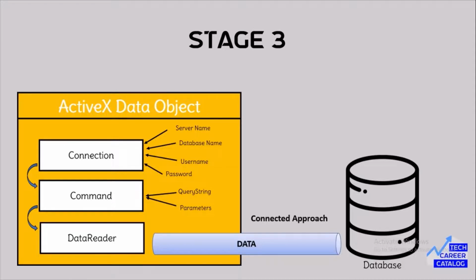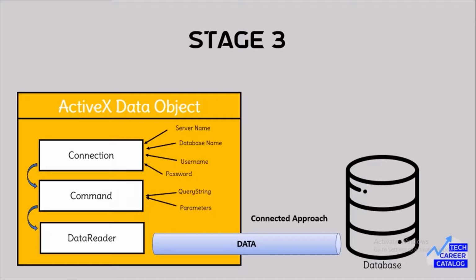So once again, revise it. We have three objects here in ActiveX Data Objects. In the connected approach, the connection object will ask you for the server name, database name, username and password. Then the connection object in return will give you the command object. You have to register the query string and parameters with the command object. Then the command object will give you the data reader object, and the data reader will be the object responsible for reading the data from the database. Let me complete the whole tutorial.